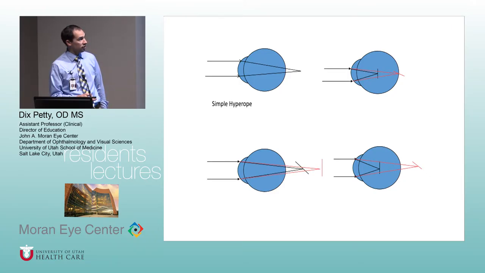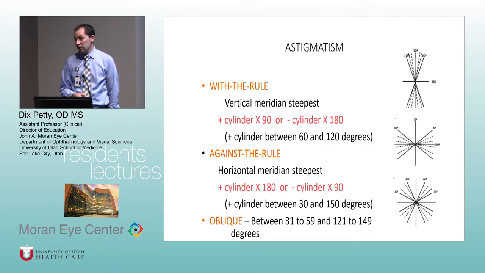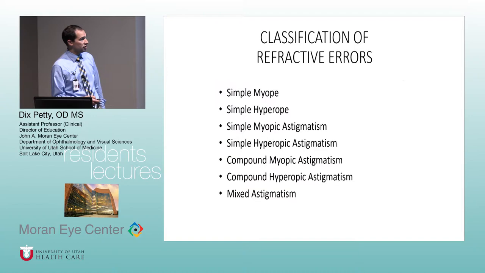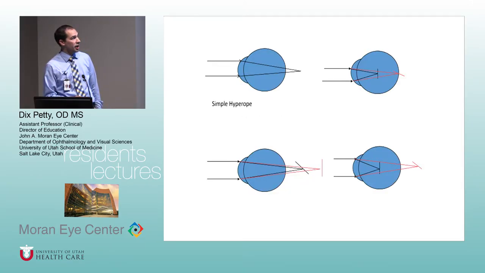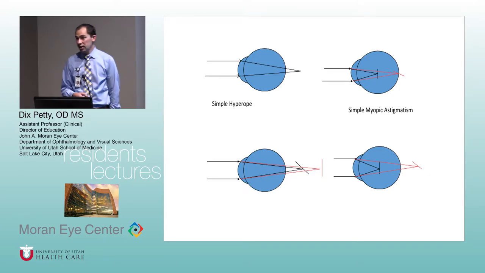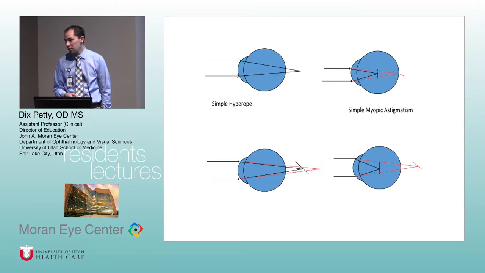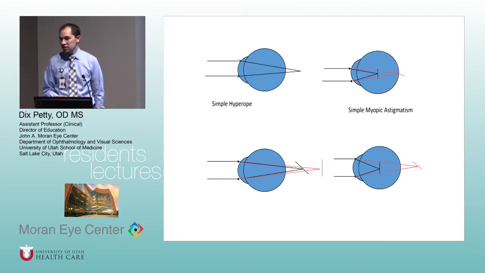Now one more thing to add to the mix here. So just to review quickly, with the rule, the vertical meridian of the cornea is steepest. So think about what kind of image that would produce. Looking back again at this simple myopic astigmatism, we end up having a vertical line in front of the retina, horizontal line on the retina. So is this with the rule or against the rule?